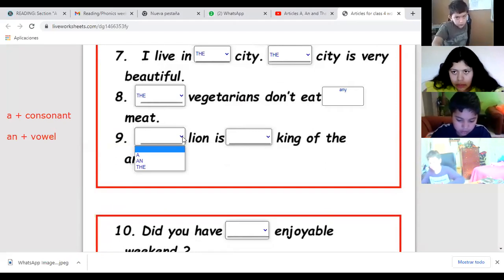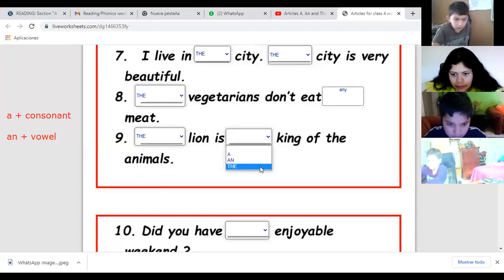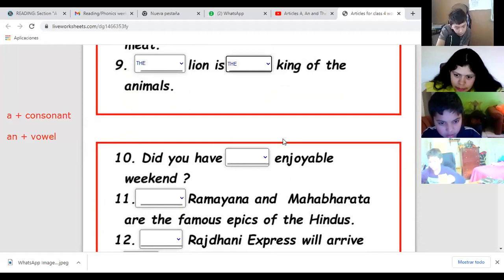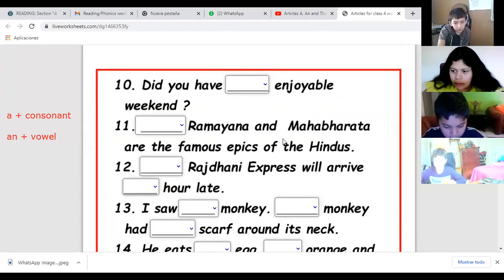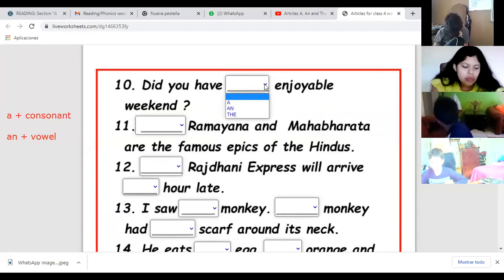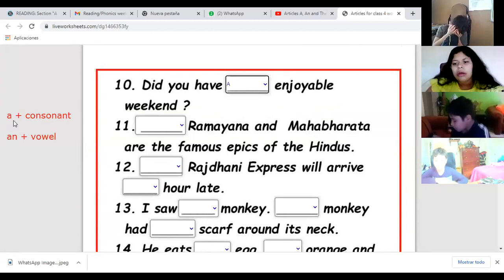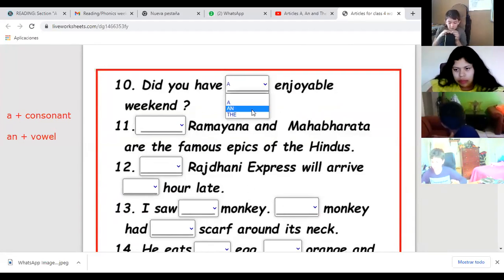Here, lion is a lion. The lion is a king. A king of the animals. The king. Have you seen the movie Kung Fu Panda? Did you have a enjoyable weekend? A plus vowel, you have here a plus vowel, but it is a plus consonant. So that is not correct. It's an plus vowel, an enjoyable weekend.